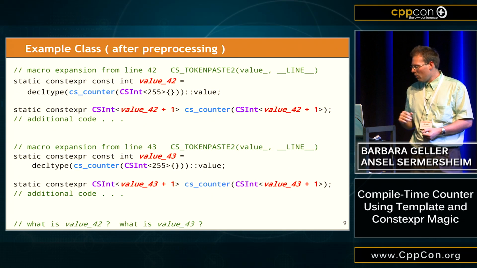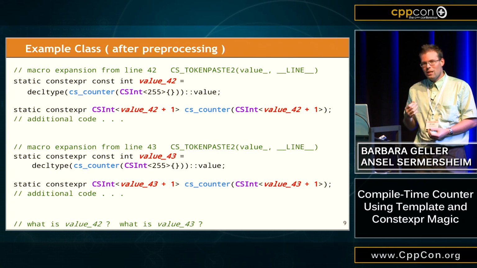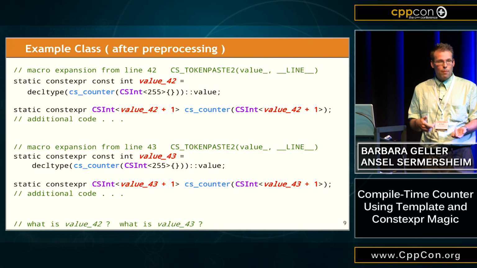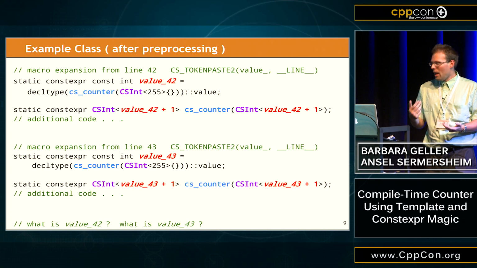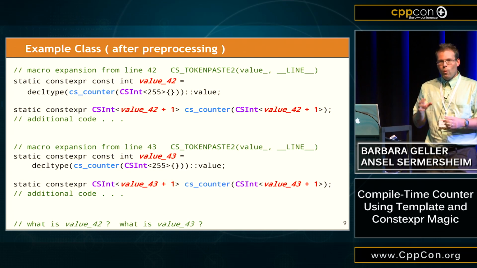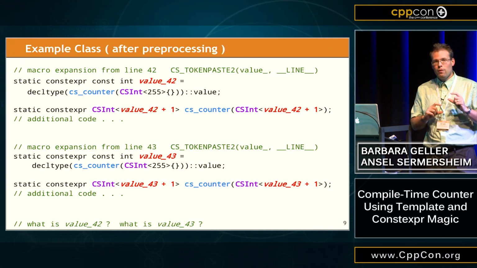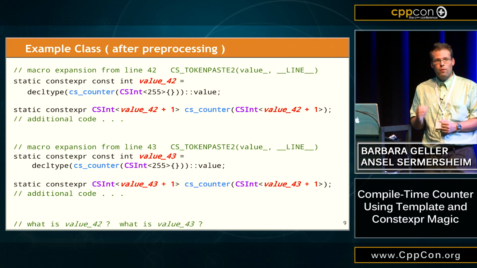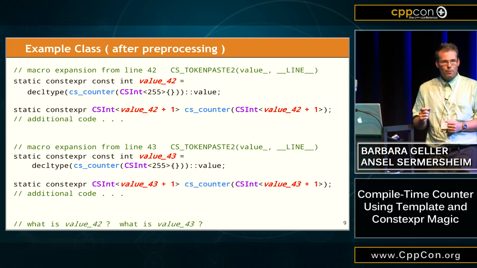Then, on the following line, we declare a new overload of the CSCounter method that takes a wrapped 1 and returns a wrapped 1. Therefore, in the second half of the slide, when we evaluate value 43, you'll notice that value 42 and value 43 are initialized with exactly the same expression. It is exactly the same expression, and it is Constexpr. However, value 43 will get the value 1.